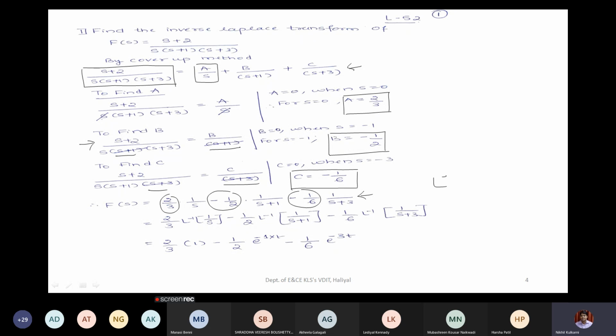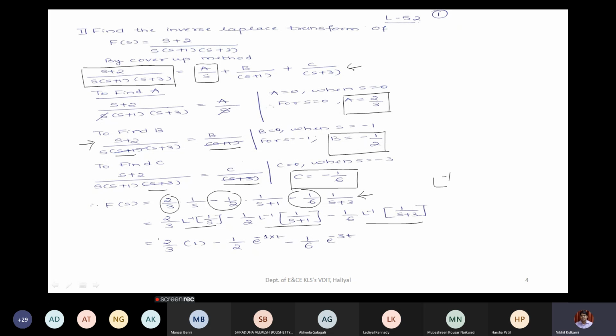So L to the power minus 1 means it is inverse Laplace of 1 by s, inverse Laplace of 1 divided by s plus 1, inverse Laplace of 1 divided by s plus 3. So those things will give you these results. Inverse Laplace of 1 by s is 1, we know already, right? Or in other way, Laplace transform of 1 will be 1 divided by s. So this is the required basic thing.